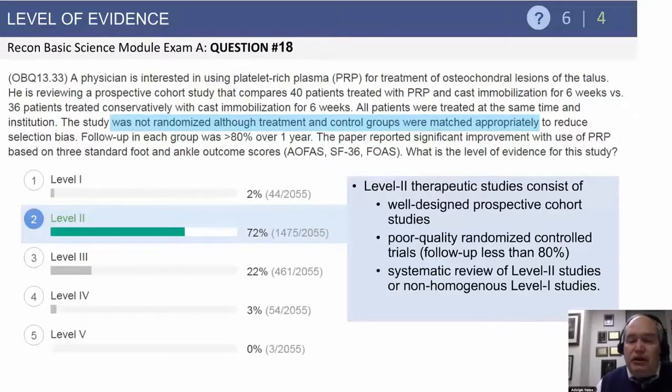And a level 2 study is one that's a well designed, prospective cohort. It can also be a poor quality randomized controlled trial that would otherwise be level 1, but it has poor follow-up or some other reason to be a lower level, such as an element of bias. And again, if you do a systematic review of level 2 studies, you don't get level 1 results in your meta-analysis. It's a level 2 set of evidence. And if a level 1 meta-analysis is non-homogeneous, then you drop down to level 2 as well.